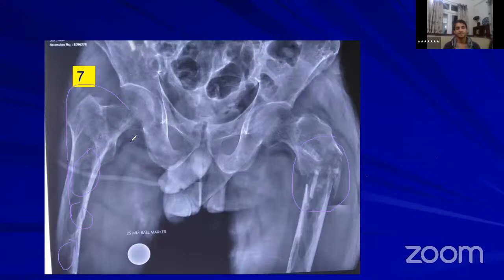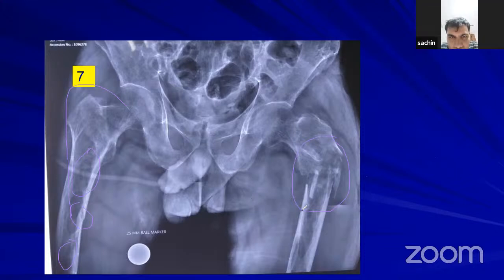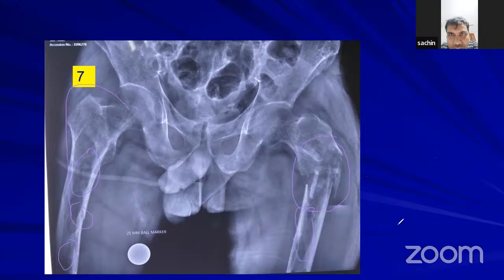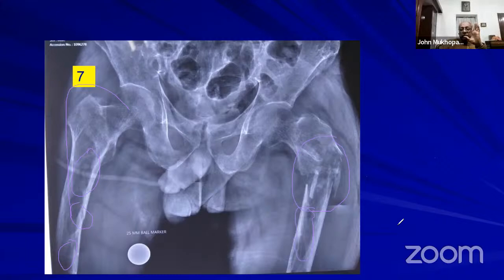Okay, Subhanshu. Sir, I really don't know. This is a central lesion with cortex breakage in medial side, sir. This one. And you think this is a pathological fracture? Yes. Sir, is it punched out osteolytically? So it is a pathological fracture, okay? Yes, a pathological fracture. So you have pre-existing pathology in the bone through which the fracture has taken place.